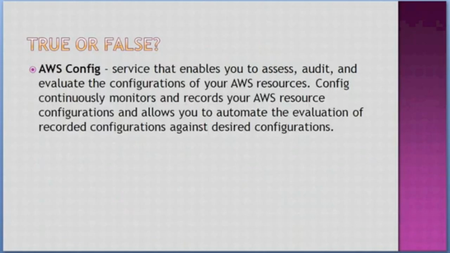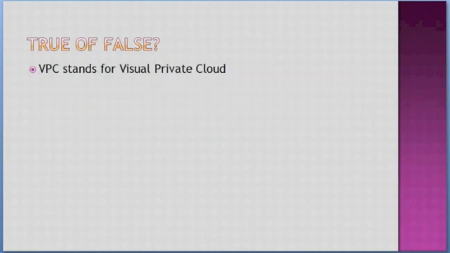True or false? AWS Config is a service that enables you to access, audit, and evaluate the configurations of your AWS resources. Config continuously monitors and records your AWS resource configurations and allows you to automate the evaluation of recorded configurations against desired configurations. Answer: true.